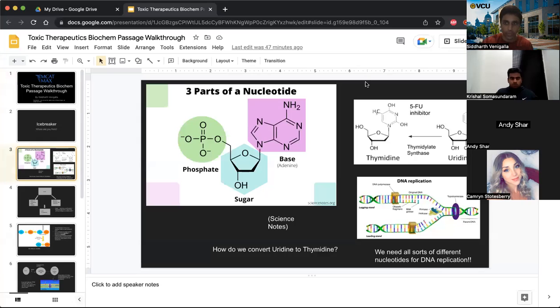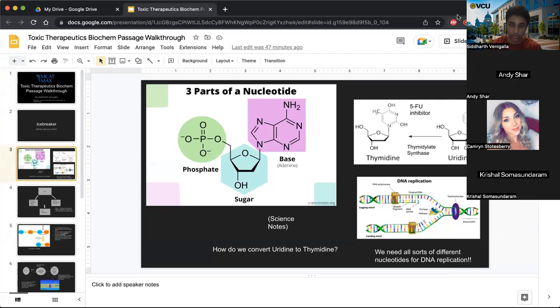Awesome. Okay. So let's start off here from the very beginning. So we kind of want to figure out what 5FU does. So the main subject of our passage is 5FU. And so can someone tell me what a nucleotide is?